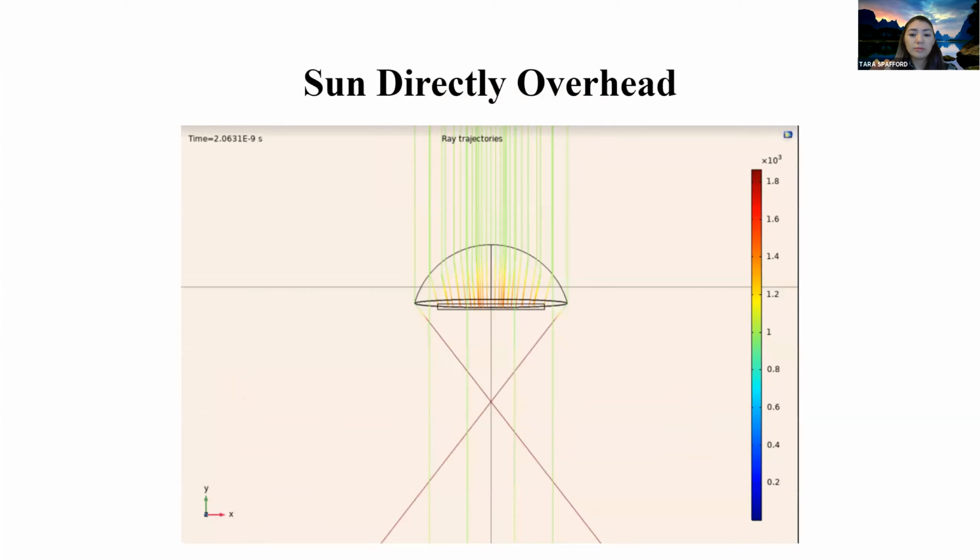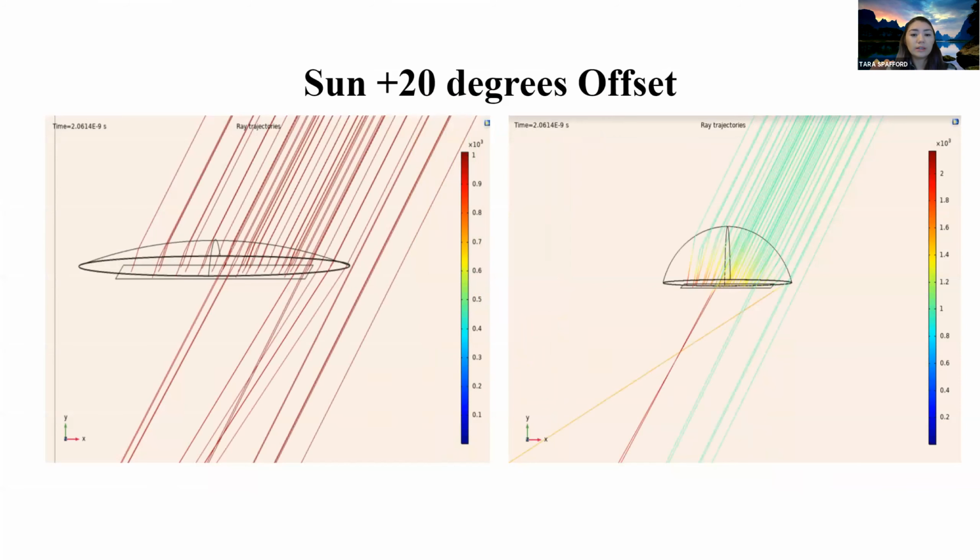So we want to get the most optimal amount of sunlight rays bent towards the solar cell. Here we ended up picking that first rounded ellipsoid shape since it's working best for direct overhead sunlight. On our next slide, we moved the sun 20 degrees to the right from the vertical, and we're able to see that the light rays are being steered towards the solar cell.